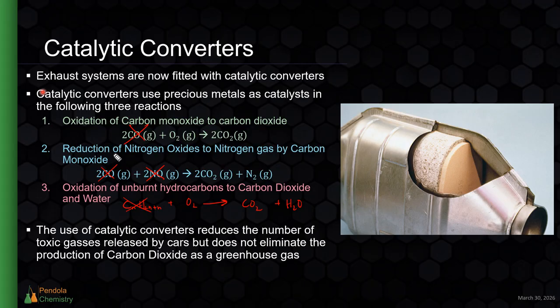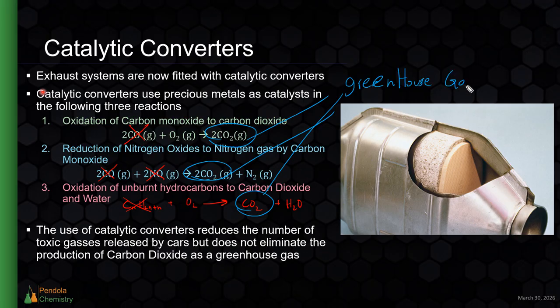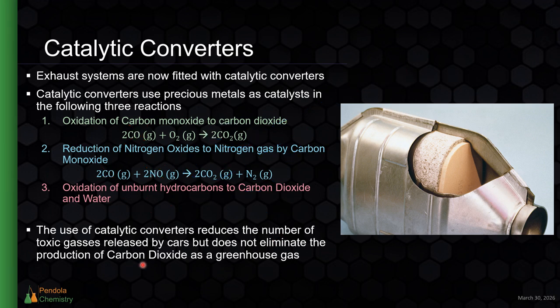So the catalytic converter takes care of three big pollutants in fossil fuel burning: carbon monoxide, nitrogen monoxide, and unburnt hydrocarbons. The problem is, though, they all create carbon dioxide, which, as we know, is a greenhouse gas. It traps heat in our atmosphere, contributing to enhanced climate change. So essentially what catalytic converters do is trade three problems for one. They trade carbon monoxide, nitrogen monoxide, and unburned hydrocarbons for one big problem, which is the greenhouse gas carbon dioxide. So it reduces the number of toxic gases released by cars. It does not eliminate the production of carbon dioxide. In fact, it actually makes more carbon dioxide. But now we just need to treat the one problem, which is the creation of carbon dioxide.